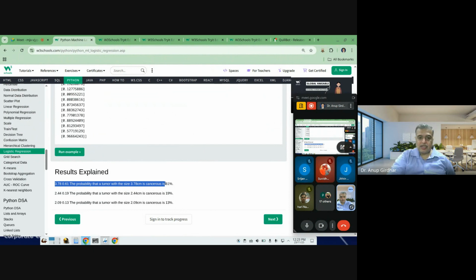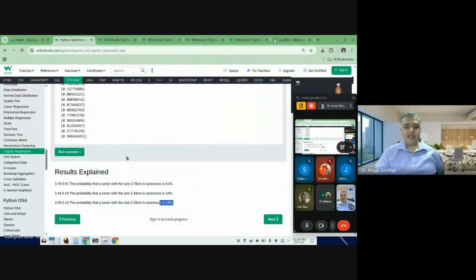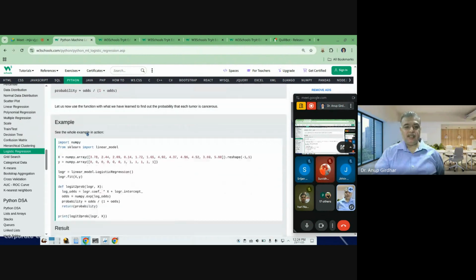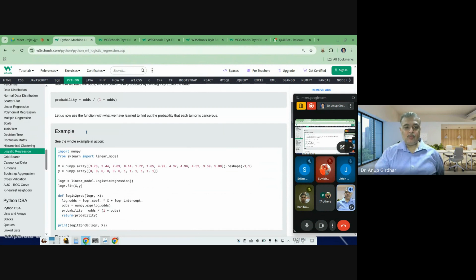Now, in case you want the results in probability, let's say I give you the value 3.78, what is the probability of it being cancerous? For the probability, what are the options out of the total options? The total number of records for that particular value that might be cancerous is like 61% or 19% or 13% and so on. So this is the categorical part, and based on probabilities we can calculate. For probability, you can simply try the methods.